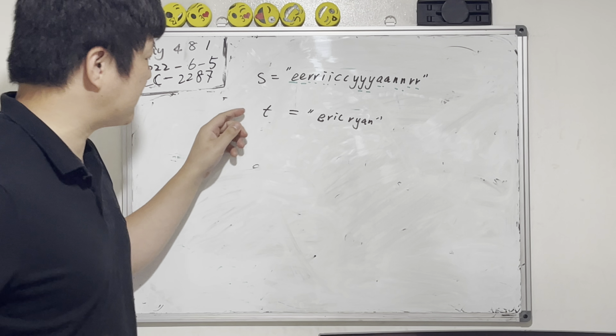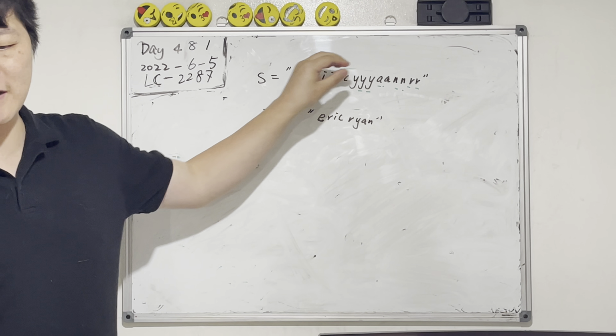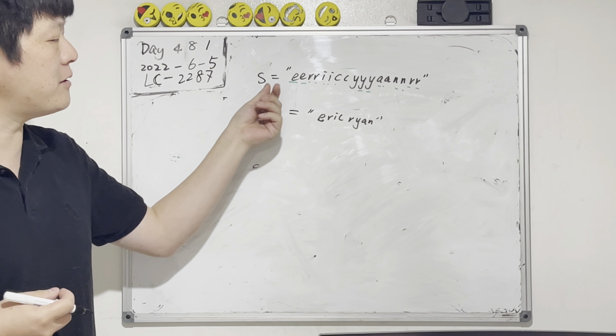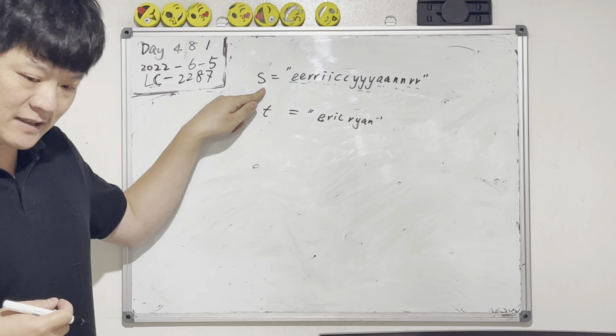We have two strings, S and T. We have some lowercase letters in S, and we want to find out how many copies of T we can make by using the letters in S. We can rearrange S, okay?